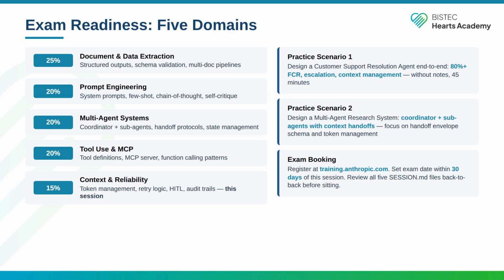Prompt engineering from month 1 covers system prompt design, few-shot patterns, and chain of thought elicitation. Multi-agent systems from month 2 covers coordinator and sub-agent design, handoff protocols, and state management. Tool use and MCP from month 3 covers tool definitions, MCP server architecture, and function calling patterns.